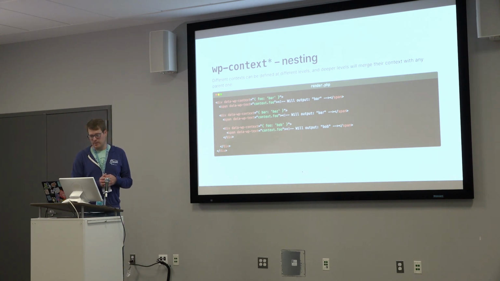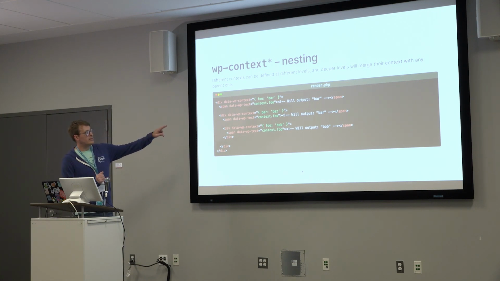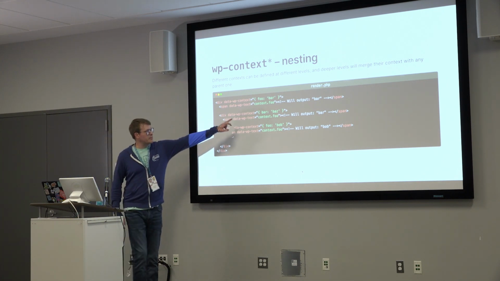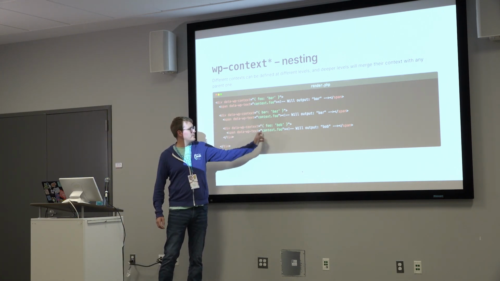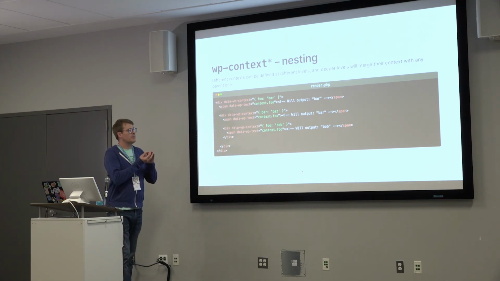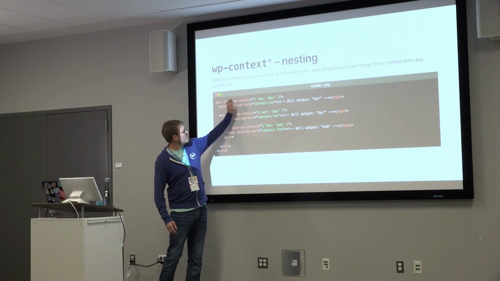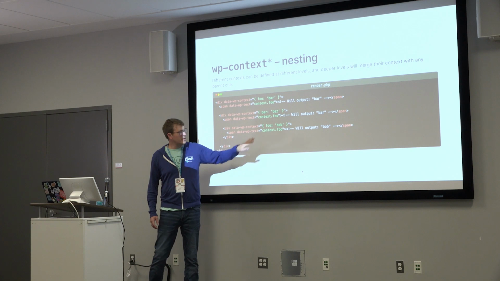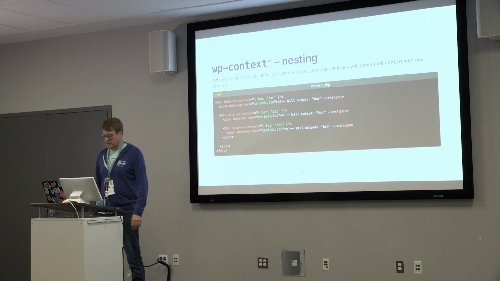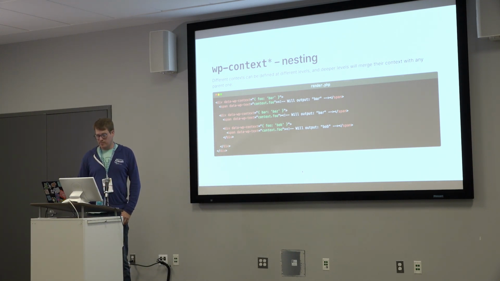So with wp-context, your nesting of state, you can have multiple uses. We're referencing context foo, context foo, context foo, and they're all being merged, because it's cascading down, so at the bottom here the data will be merged eventually in the context. So you have multiple instances.